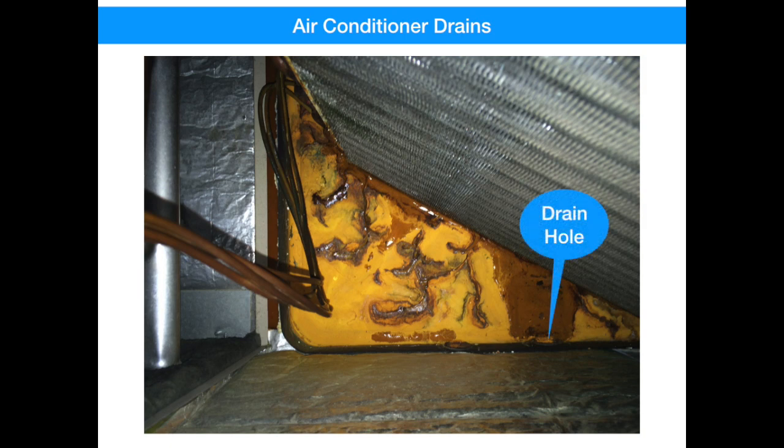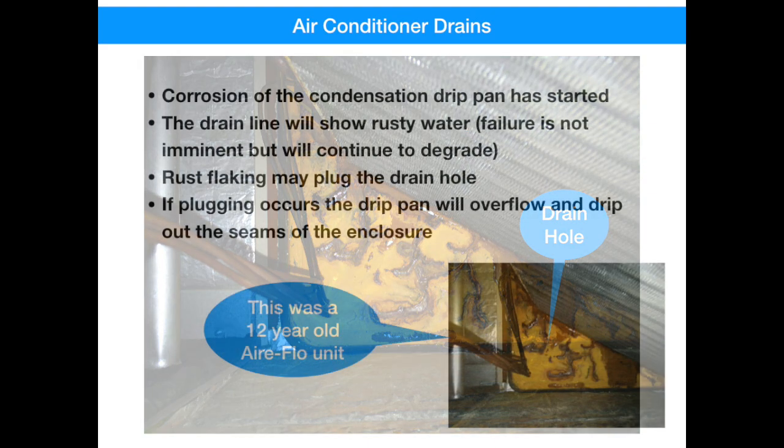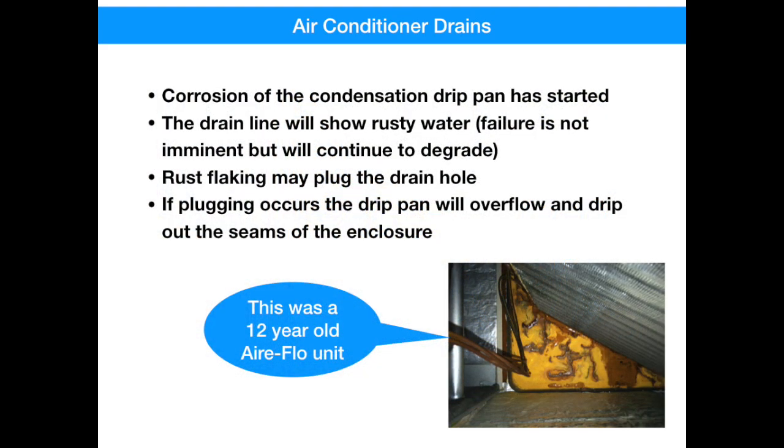Rust is a chronic issue, and it doesn't mean that failure is imminent. As the rust flakes and continues to degrade, chances increase that the flakes will block the pan's drain hole. In extreme cases, the pan can rust all the way through the evaporator enclosure bottom. If the corrosion continues, condensation will overflow the pan and the enclosure will leak water out of its seams.